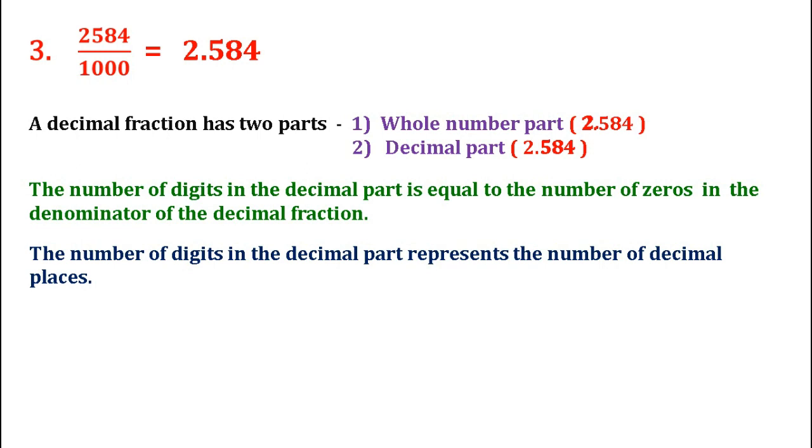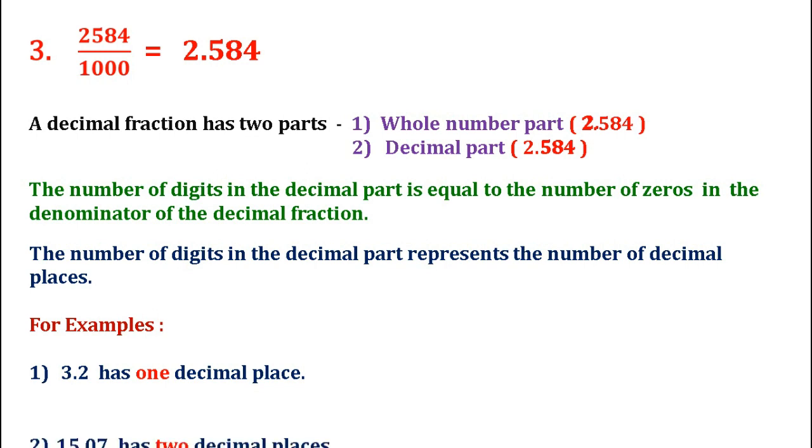Decimal places represents the number of digits in the decimal part. Let us understand this concept with few examples. The first example, 3.2, has 1 digit in the decimal part. So 3.2 has 1 decimal place.